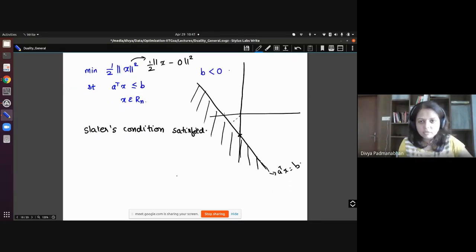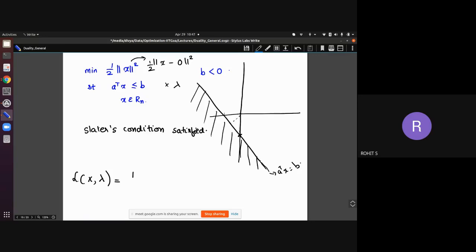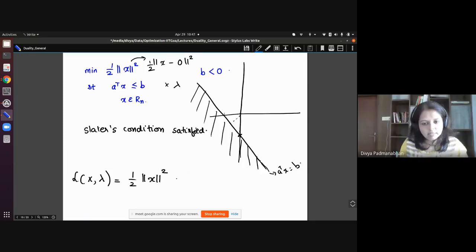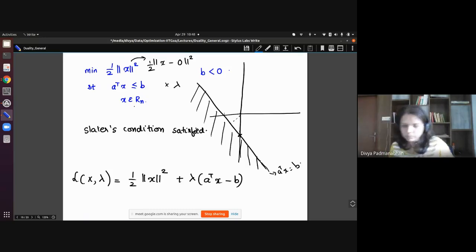So, okay, let's try to write the Lagrangian now. I will call this multiplier lambda. So the Lagrangian function is going to be a function of X and lambda. So what's it going to be? Can somebody tell me? Half of norm X squared, that is the function, plus lambda times A transpose X minus B. If the inequalities are written in this way, in the less than or equal to form, then you will have it as plus lambda. If it gets flipped, A transpose X greater than or equal to B, that's when you would write it as minus lambda.